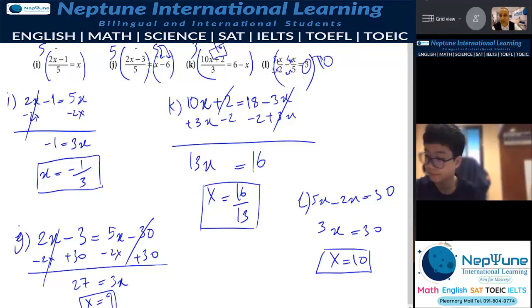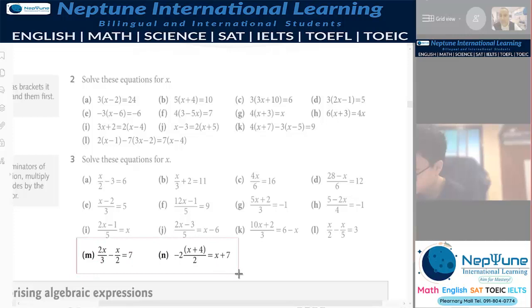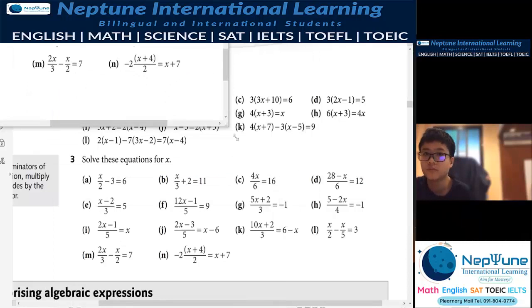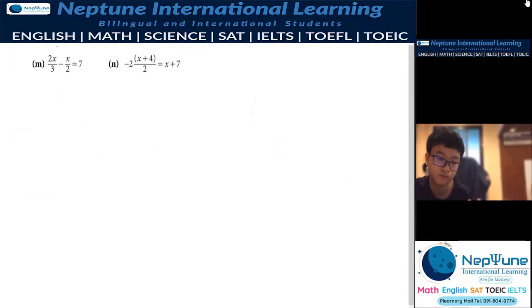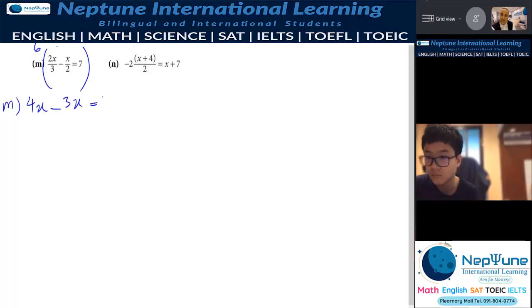All right. Now I'm going to go to the next part, which is M and N. N looks nice. Just look at it. It looks challenging. What is the least common multiple of 3 and 2? 6. 6, very good. So let's do it. So multiply this by 2, it becomes 4x minus 3x equals 42. 6 times 7, 42. Now 4 minus 3 is just x. Done. That was faster than I thought.